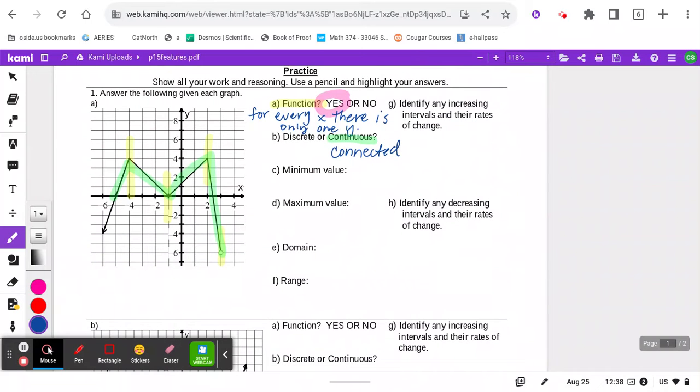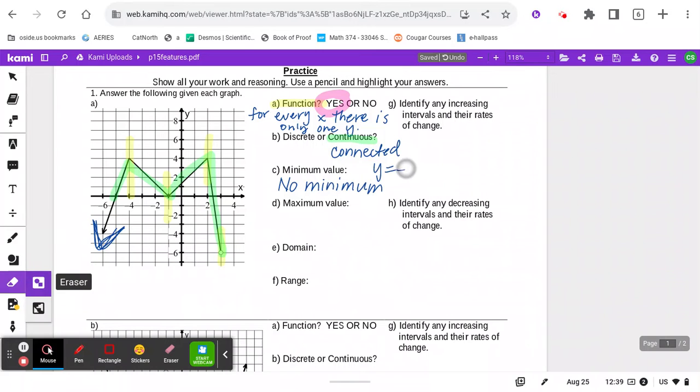Next is the minimum value of the graph. Notice that this arrow goes to infinity. So my minimum is that there's no minimum. And some students like to write that that means that y goes to negative infinity. You can add that as well, but you do need to say no minimum.